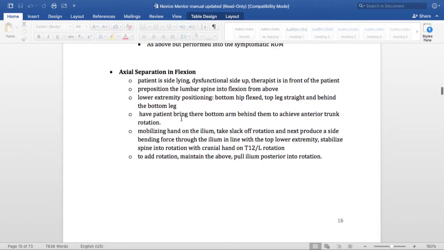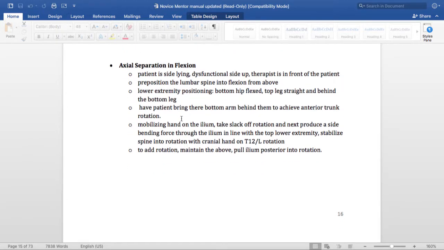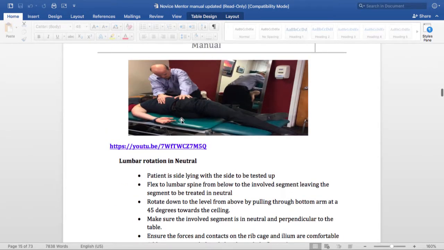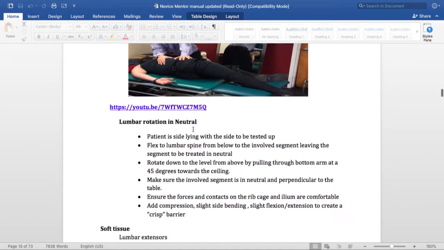A good thing is to teach them a general separation technique. I like the one, axial separation in flexion. I put a video in; you could watch that video. The key is just to open up that upper segment.